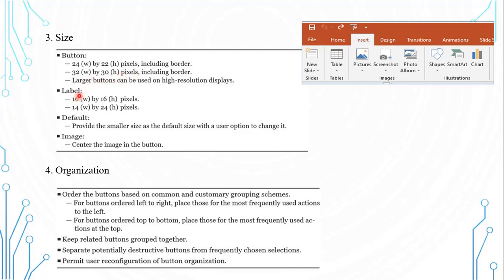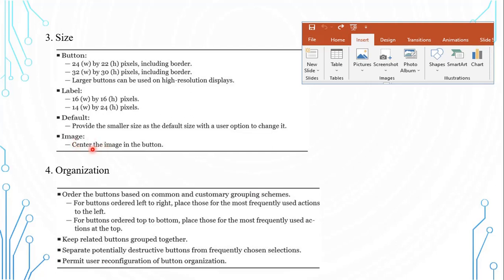And labels: what is the size of the label? 16 by 16 pixels is the size of the label you are going to write here, or you can have 14 by 24 pixels for labels. And what is the size of the default button? Provide a smaller size as the default size, with the user option to change it.